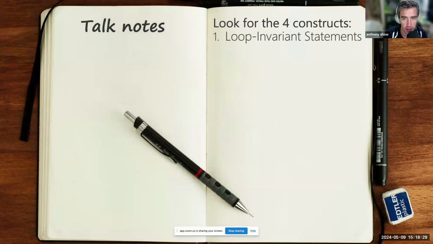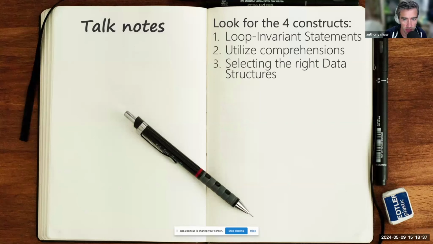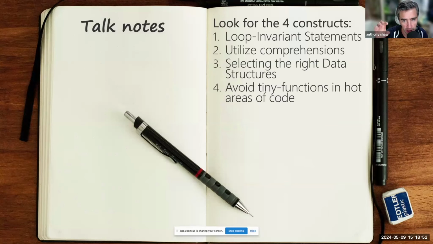Okay, so there are four things that I've highlighted here. One is loop invariant statements. The second is to utilize comprehensions where possible. The third is to select the right data structures. And the fourth is to avoid small utility functions in hot areas of code. Utility functions are fine if they're not called very often. If they're in a tight loop, that is a loop which runs hundreds, thousands, or millions of times, then try to avoid calling out to functions as much as possible. This would also apply to methods and class methods.